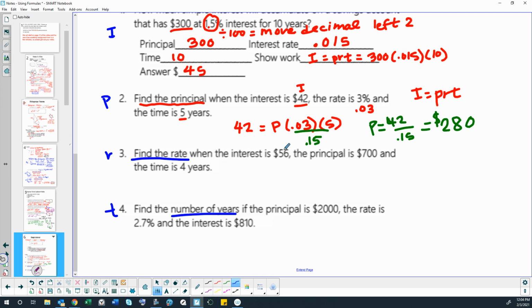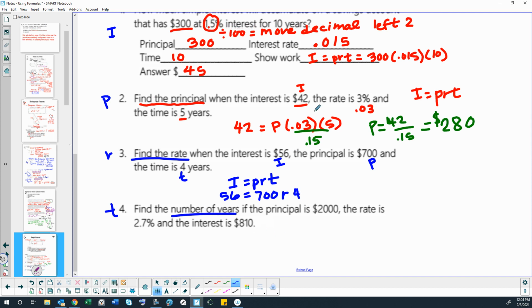Okay, find the rate when the interest is 56, so that's I. The principal is 700, there's P, and the time is 4 years, so that's T. So our formula, I equals PRT. We're going to plug in what we know. So that would be 56 for the interest, 700 for the principal. We don't know what the rate is, so I'm just going to leave an R. 4 for the time. And that's it. I just have that one variable that I don't know.